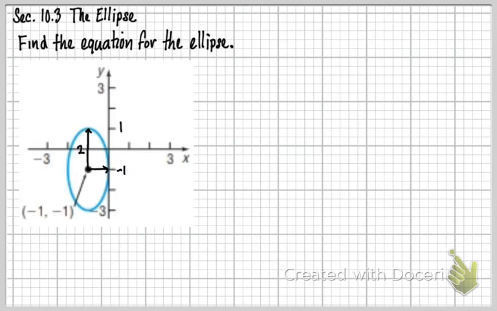And then if I go from -1 in this direction, I'm going to go to 0. So that tells me that is a distance of 1. So my longest distance from the center to the edge is going to be 2, and notice that's going in the y direction. So what I'm going to write right away is x squared over 1 squared, because remember x is my shortest distance, plus y squared over 2 squared equals 1.